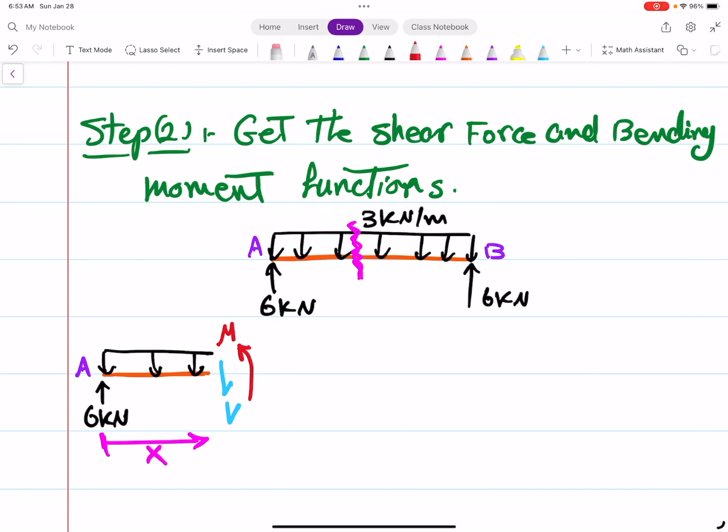In this case, summation of X will give us nothing because we don't have any forces in the X direction. So summation force in the Y direction equals 0. That means the 6 kilonewton pointing upward minus the V, the shear force pointing downward, this should be equal 0, and that means V is equal to 6 kilonewton.